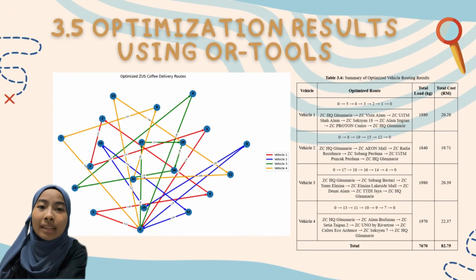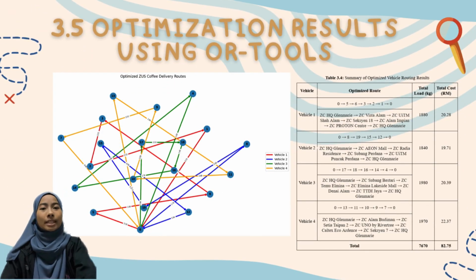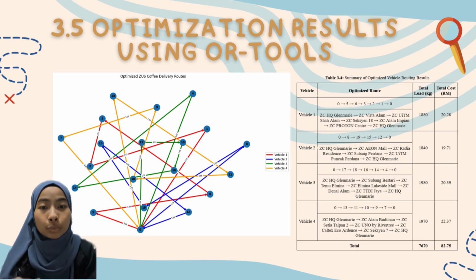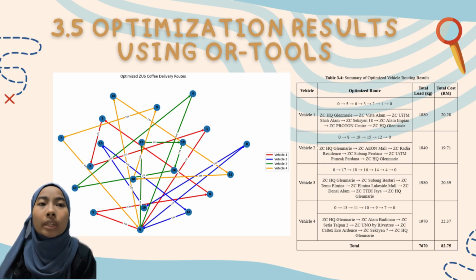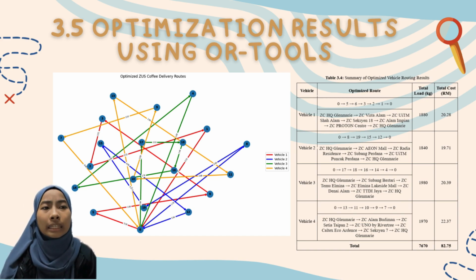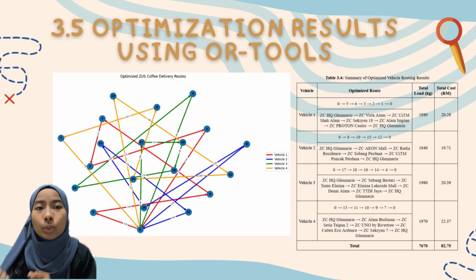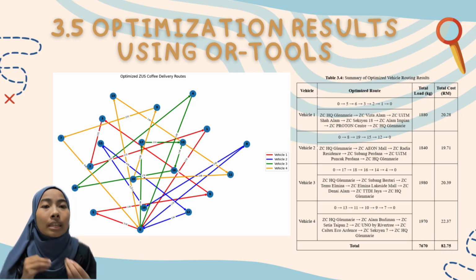Okay, now I will present our optimization results. As we can see on the left side here, the network graph illustrates the optimized delivery routes, where each node represents a Zeus Coffee outlet, while node 0 represents the distribution center. The different colored lines indicate the routes assigned to each of the 4 vehicles. As shown in the graph, every vehicle will start and end its journey at the same point, which is the distribution center, ensuring a complete delivery cycle.